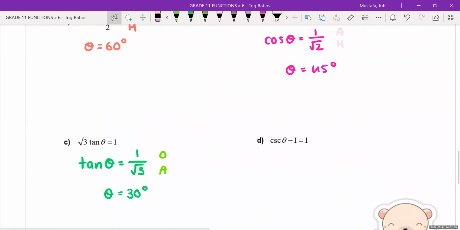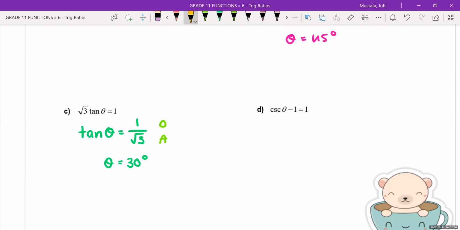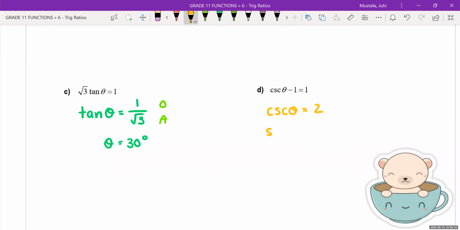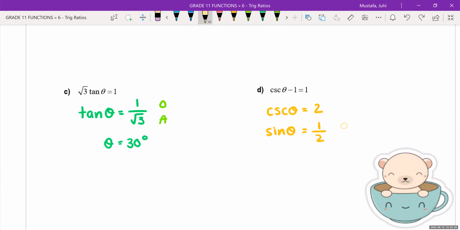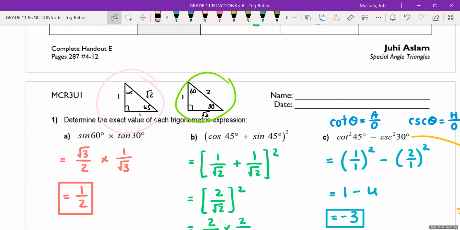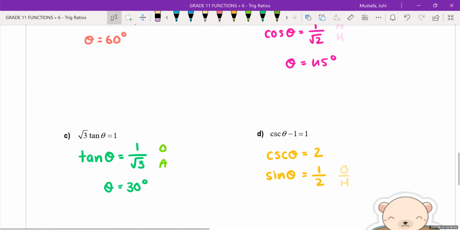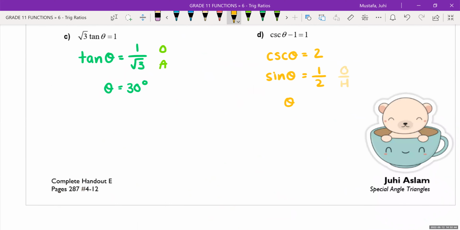And then the last one, you have to do a little bit of algebra work. We're going to move the -1 to the other side. So it's going to be cosecant theta is equal to 1 plus 1, which is 2. I'm going to change this to sine theta is equal to 1 over 2. And remember, sine is just opposite over hypotenuse. So look in your triangles and see which one gives you opposite of 1 and hypotenuse of 2. Well, the only hypotenuse of 2 is in the 30-60. So is it 60 or 30? Good. So theta is equal to 30.